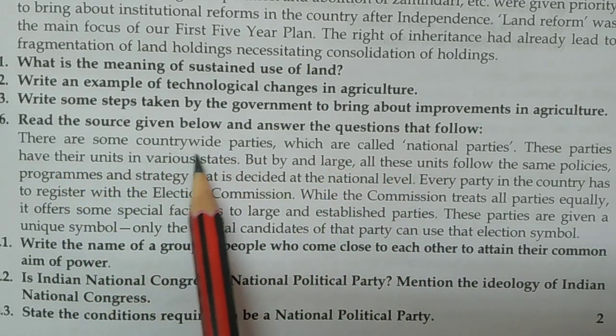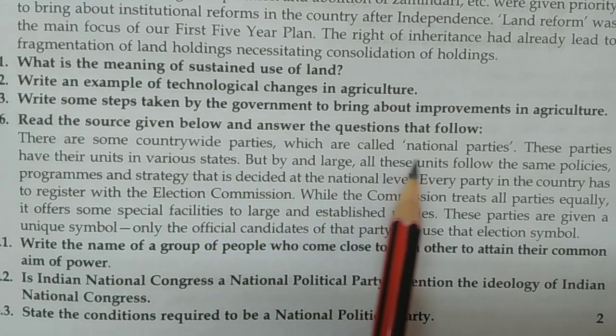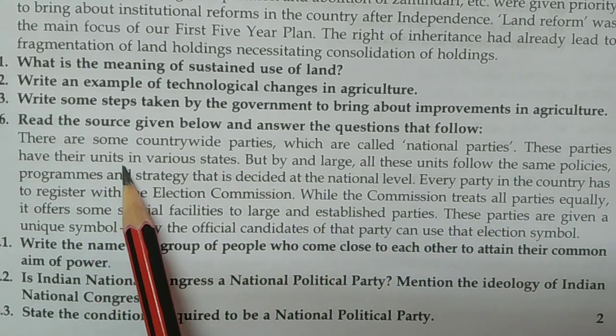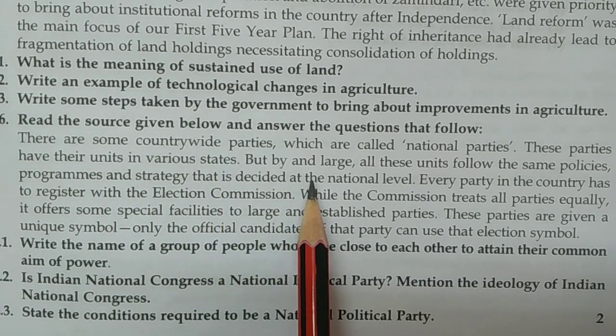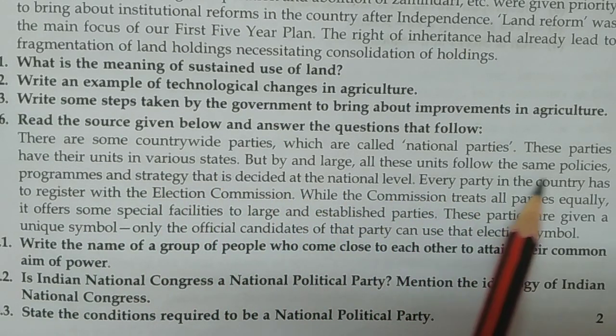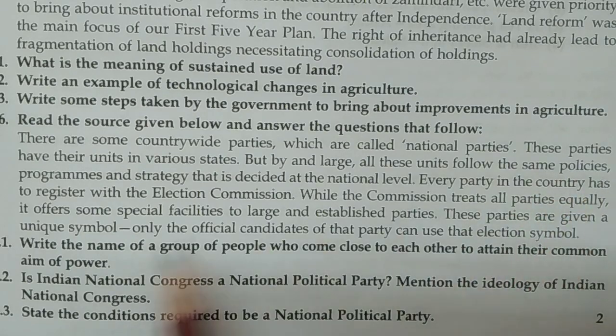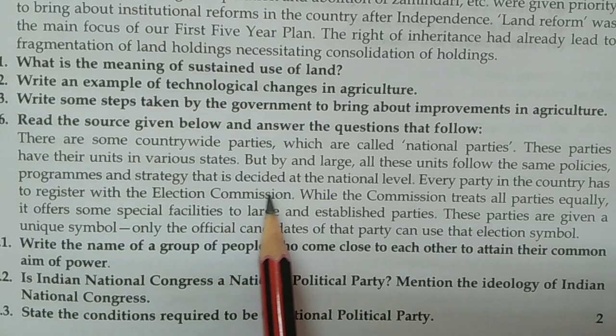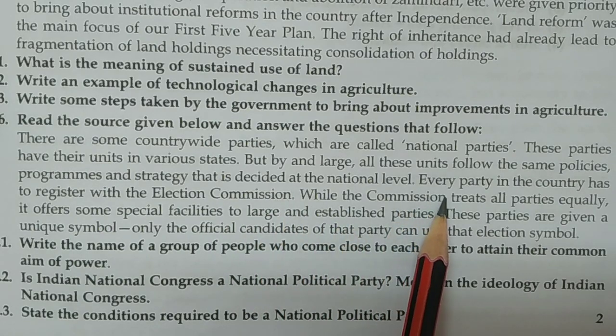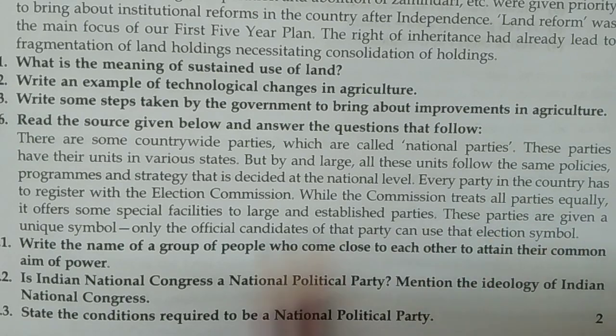There are some country-wide parties which are called national parties. These parties have their units in various states, but by and large, all these units follow the same policies, programs, and strategy that is decided at the national level. Every party in the country has to register with the Election Commission. While the commission treats all parties equally, it offers some special facilities to large and established parties. These parties are given unique symbols. Only the official candidates of the party can use that election symbol.